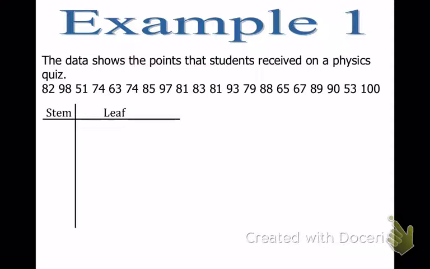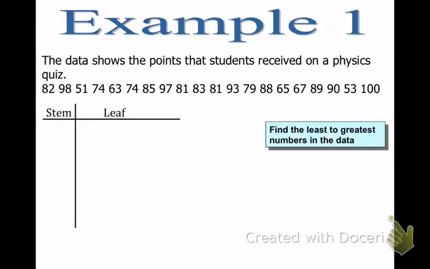All right, so if you hadn't paused it already, make sure you did. Let's go ahead and start number 1. So this data is the data that shows the points students in the class received on a physics quiz. We have our stem and our leaf. Let's go ahead and identify our least to greatest number. So 51 would be the smallest and 100 is the largest.